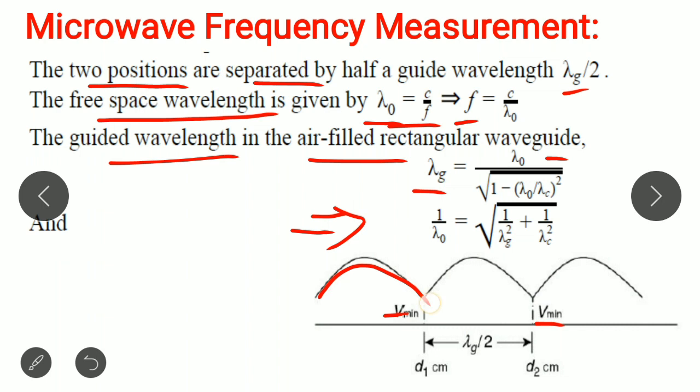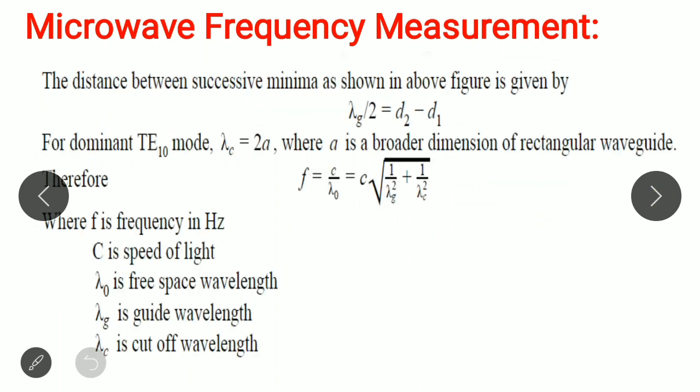These are the two points adjacent to the point where the voltage is minimum, and they are nothing but D1 and D2. These two readings are taken from the slotted line section, and these adjacent null points are separated by lambda g by 2. The distance between the successive minima, lambda g by 2, equals d2 minus d1, the difference of the two null points of the slotted line section.